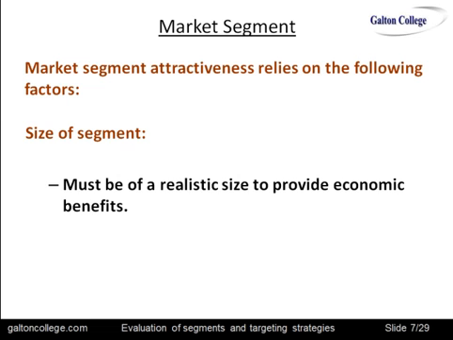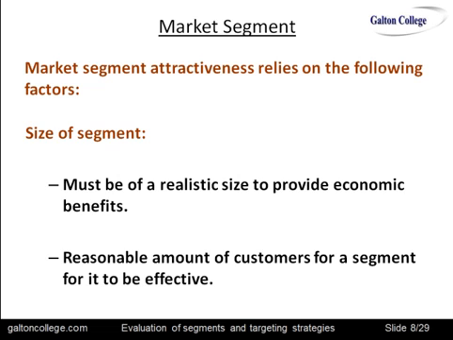It has to have economic business, and there must be a reasonable amount of customers for a segment to be effective. Reasonable amount, very vague term. What it means is that there must be sufficient customers with sufficient income, disposable income, to enable the segment to be effective as a segment.